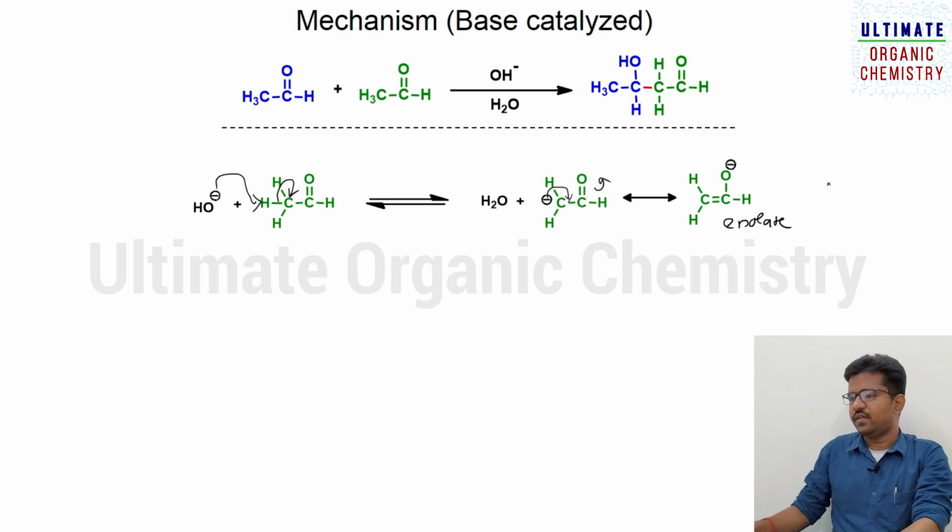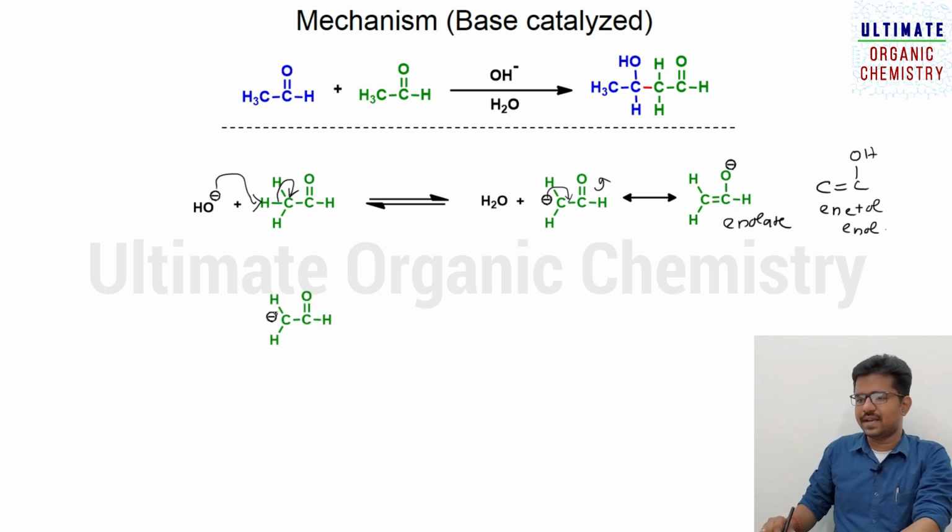For example, if you have an alkene, the suffix is "ene", and to that if you have an OH group, it is called "ol". So if you mix them together, it is called enol. If you remove one hydrogen from the enol, it is said to be enolate. Now this carbanion reacts with another mole of acetaldehyde.